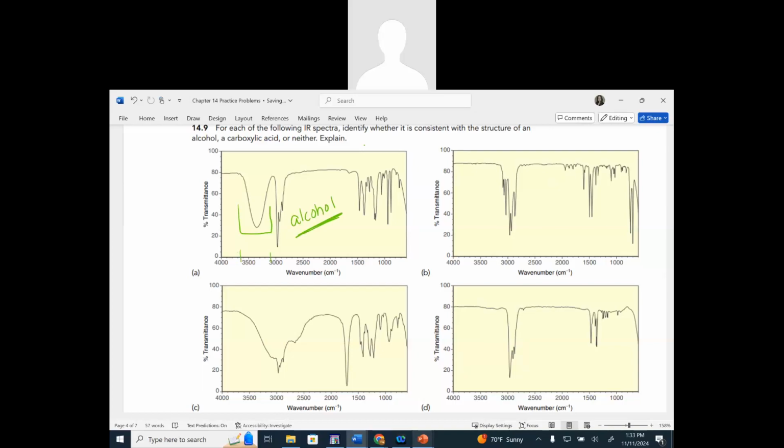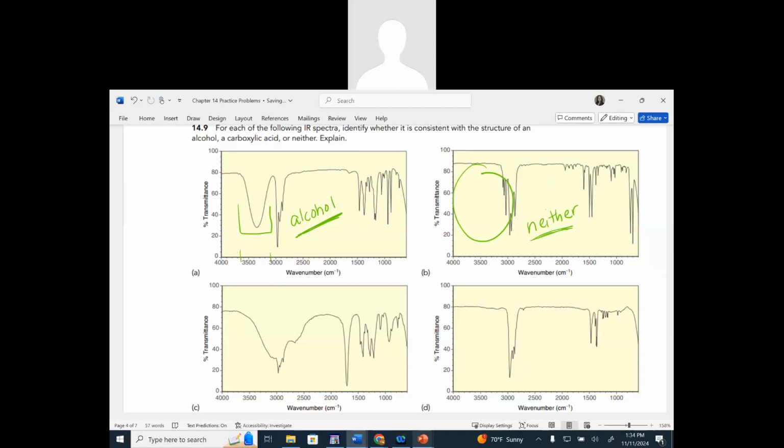Let's take a look at B here. So B, this lacks a broad signal above 3000. So in this region here. So we would say that this will be neither, because we know that both alcohols and carboxylic acids have a signal in this region, so above 3000.